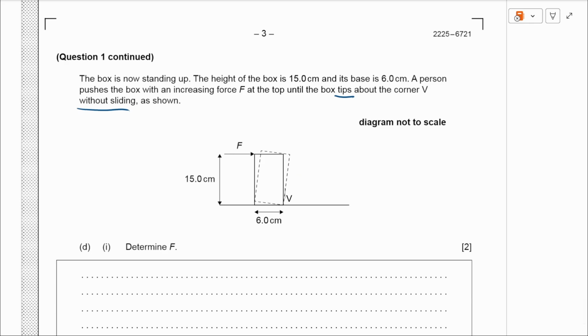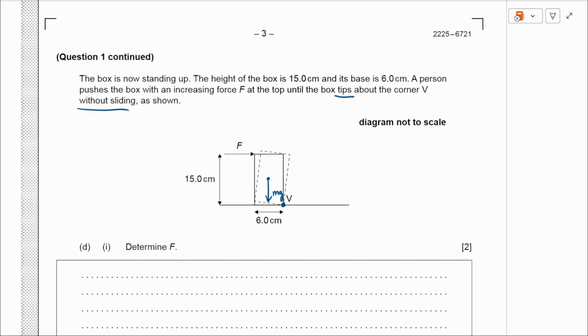So let's consider what forces we have acting on the block. We have the gravitational force, mg, and of course we have our pushing force. And what we will do here is that in the moment that it's about to tip, we will see what this force has to be.